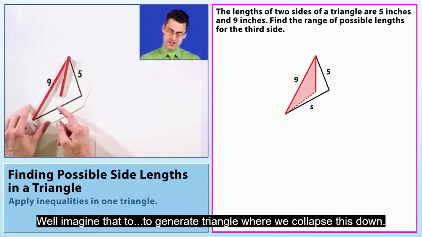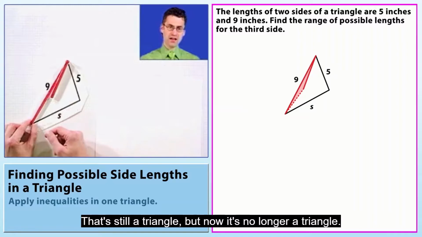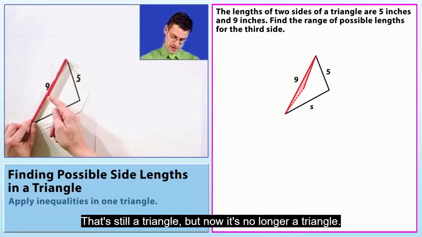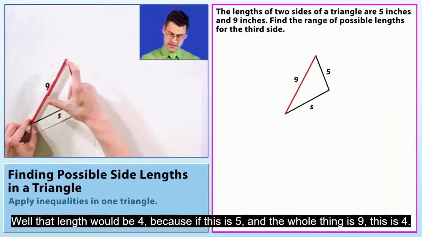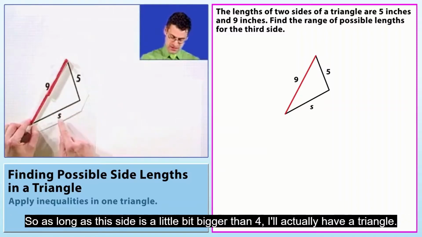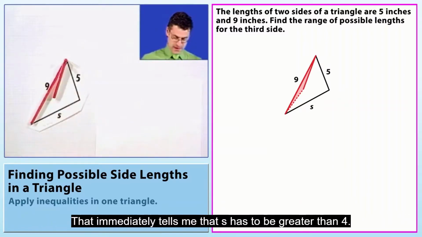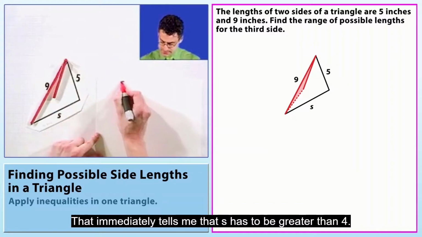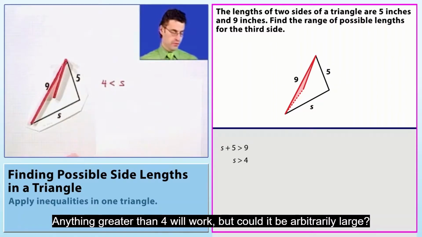Well, imagine the degenerate triangle where we collapse this down. That's still a triangle, but now it's no longer a triangle. What would this length right here be? Well, that length would be 4, because if this is 5 and the whole thing is 9, this is 4. So as long as this side is a little bit bigger than 4, I'll actually have a triangle. That immediately tells me that S has to be greater than 4. Anything greater than 4 will work.